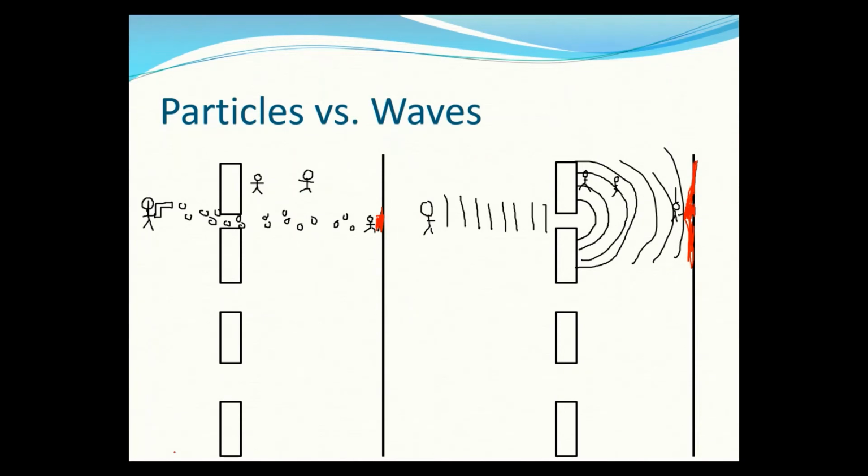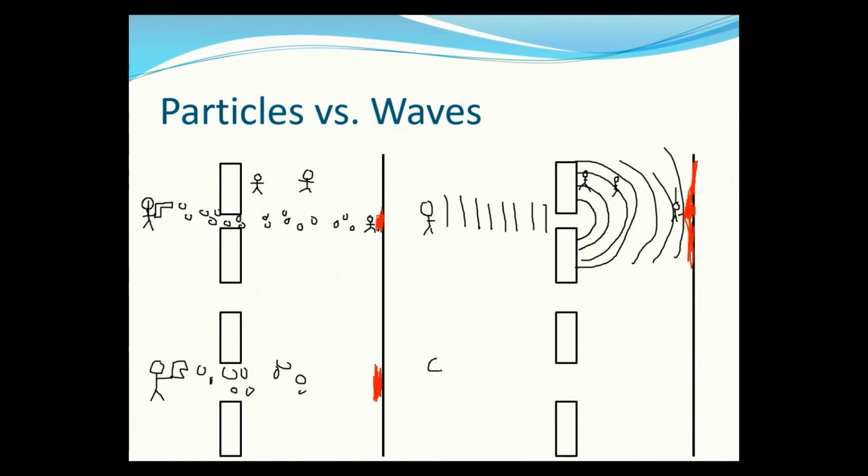And as we increase the size of our opening, if I'm shooting particles through there, now I have a bigger doorway and I shoot my paintball gun through there. The paintballs will go through, and we'll see this pattern on the wall. Lots of paintballs here, but still none around the corner. That's what we'll see with particles.